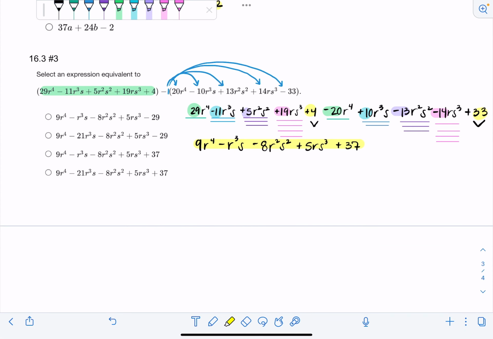Looks like the 3rd one on mine. Yeah, those are exactly the same. Okay, so biggest thing with subtraction, you have to distribute the negative first, and then after that you combine like terms.